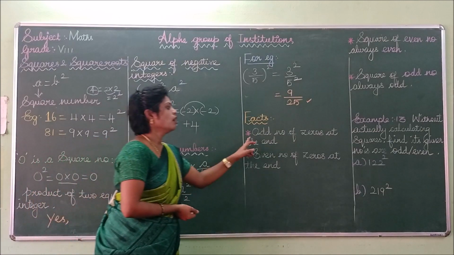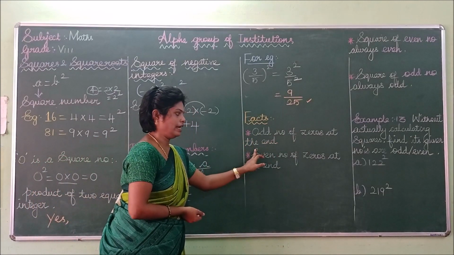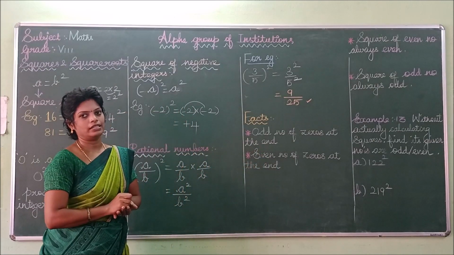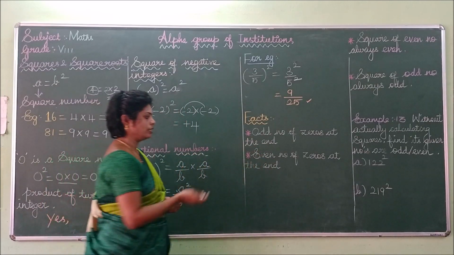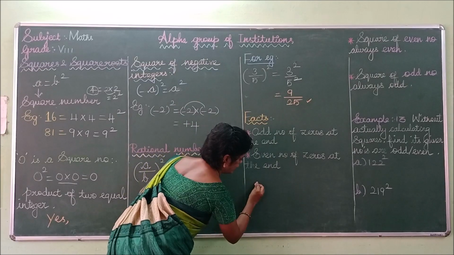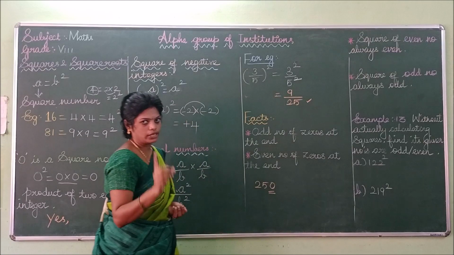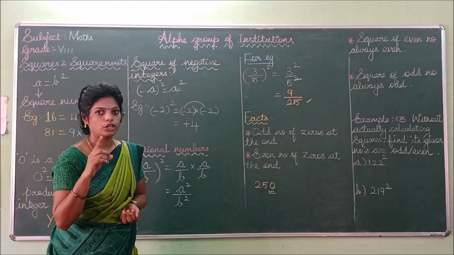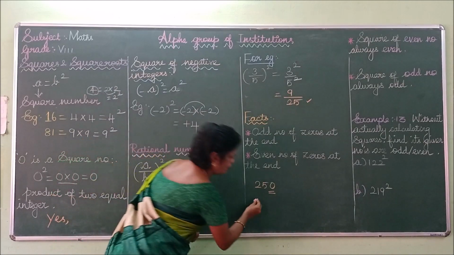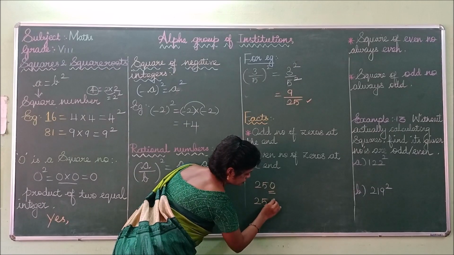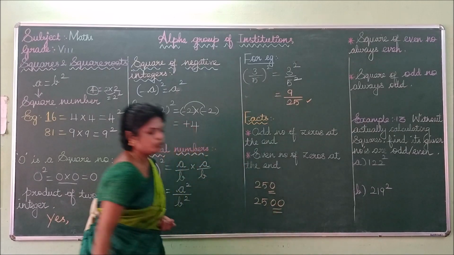What are the facts? Odd number of 0 at the end. If the value contains an odd number of 0 at the end. For example, look at here. I am taking 250. So see, only 1 0 is here. So then we call it a 0 in an odd place.